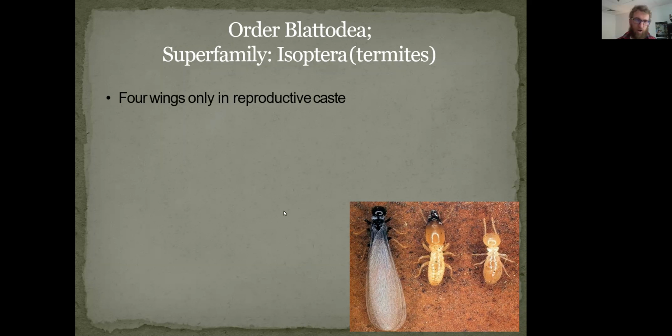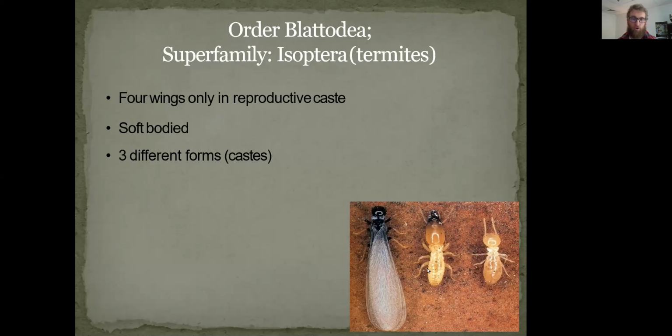So it's kind of the link between termites and all the other cockroaches. We'll talk about termites though, because they are very different than most cockroaches. The adults have 4 wings, but only in the reproductives. They have a caste system. So they're going to have the reproductives here, male and female, to mate.